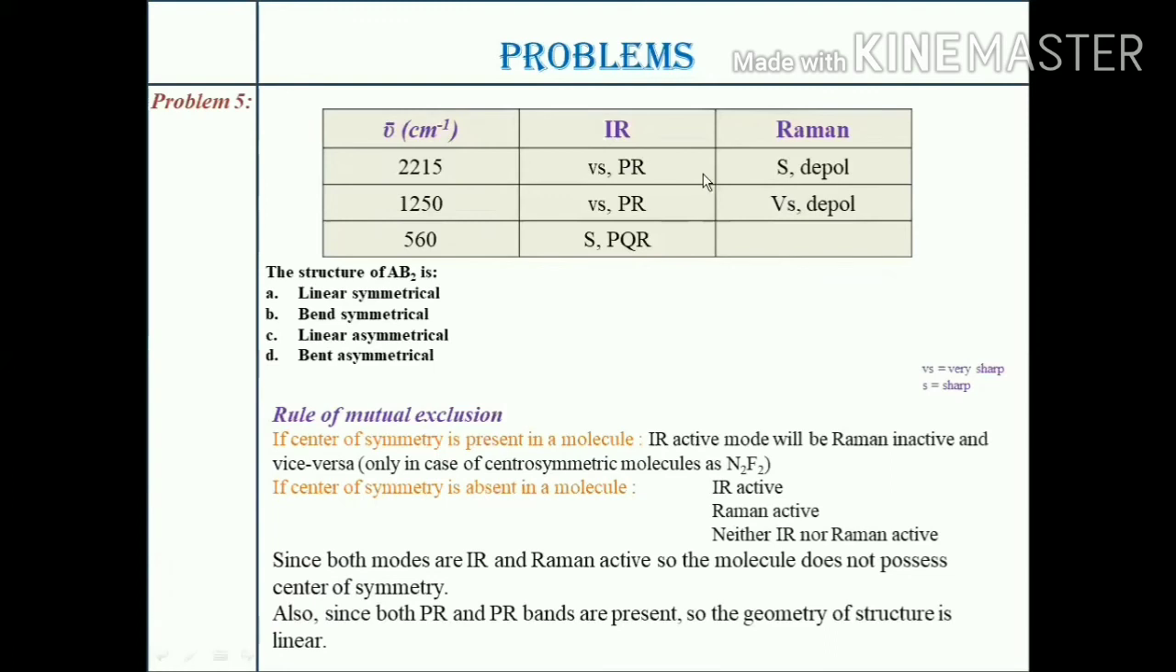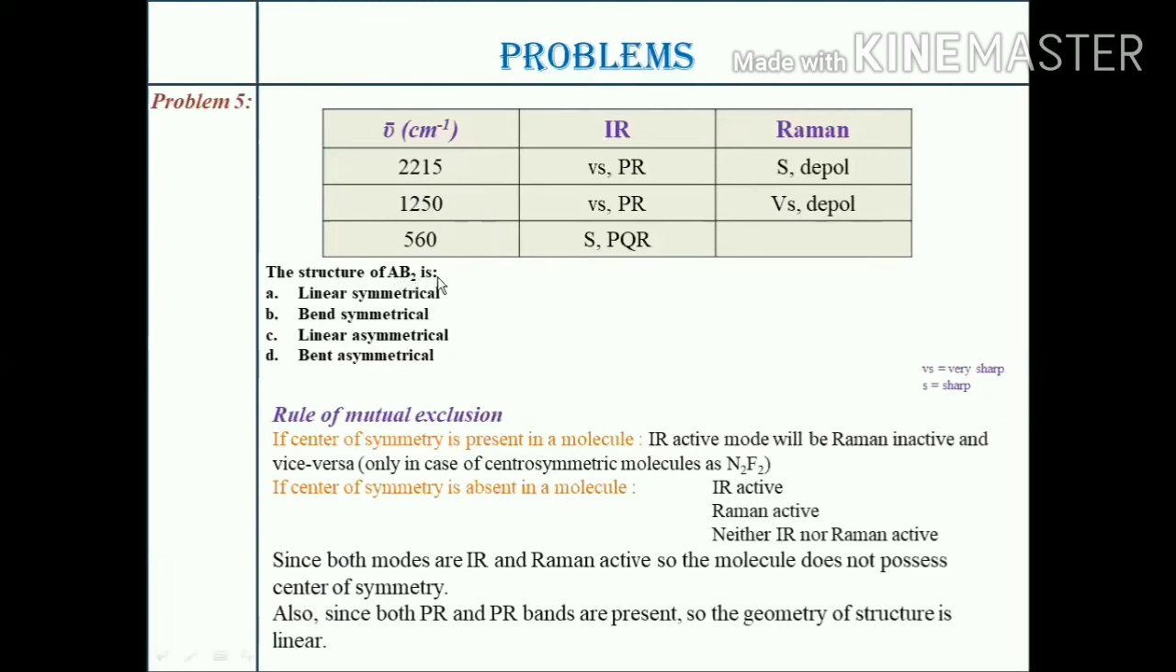Okay, fine. For the same molecule in the Raman spectroscopy, we observe again at 2215 a sharp peak, and at 1250 we obtain a very sharp peak. Both of them are attained in the depolarizing environment. Now the question asks, for this particular information, the structure of the molecule AB2. So the molecule is AB2. There are two B atoms and one A.